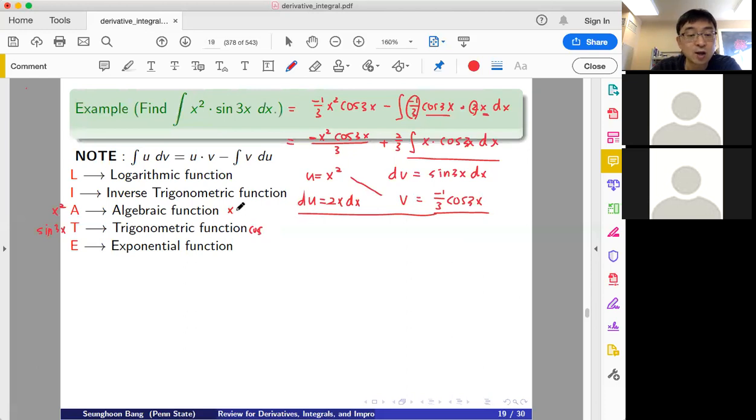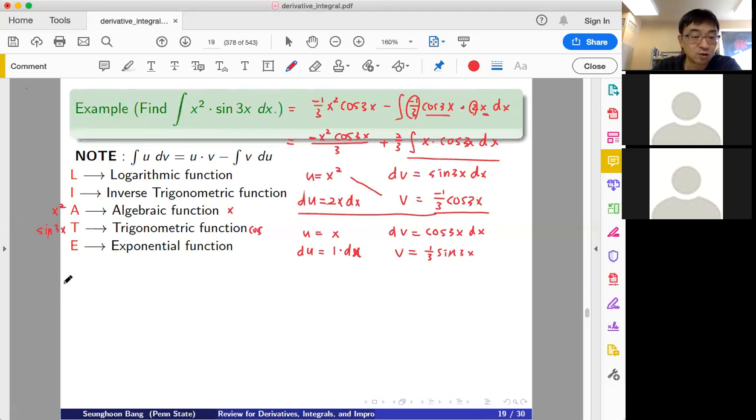Which one is u? The higher one. x is u. You have to use integration by parts one more time. u equals x, dv equals cosine 3x dx. What is du? du equals x prime, which is 1, times dx. What is v? The v is the integral of cosine 3x, which is 1/3 sine 3x.